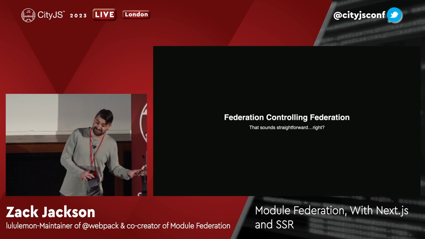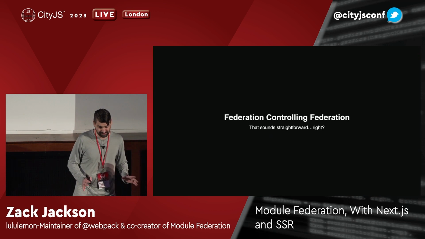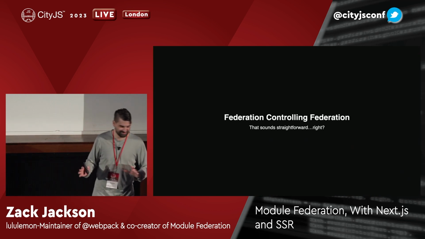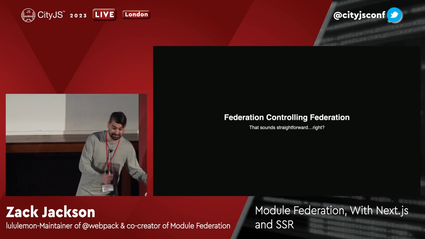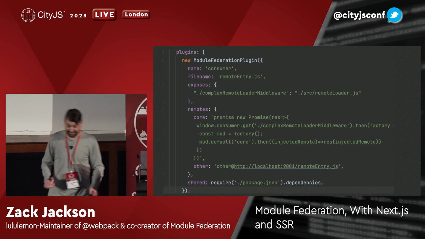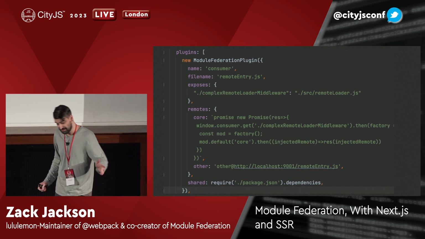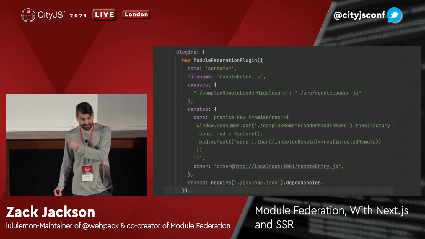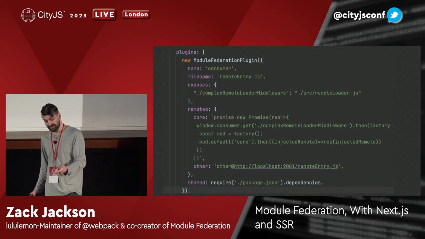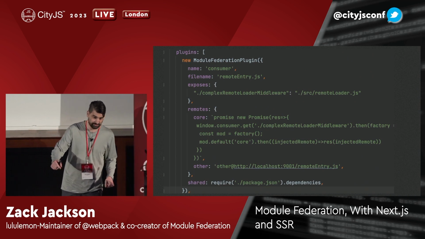So then we get some other deeper concepts. These are not really used that much, at least by users on their own. If you get into this territory, get in touch, and we'll make sure we sort something out for you. But the concept of federation controlling federation is also possible. So what this looks like is I'm going to have a promise, and it's going to connect to another remote entry. That remote entry is going to have loading logic middleware. I'm going to pull that in, execute the factory on it, and then I'm going to tell it what I want, and I'm eventually going to get the injected remote that I'm trying to get out of it.